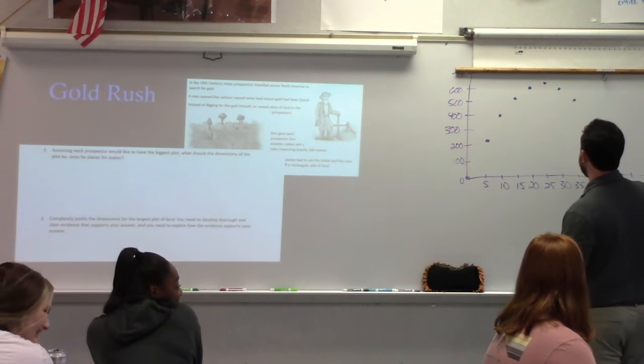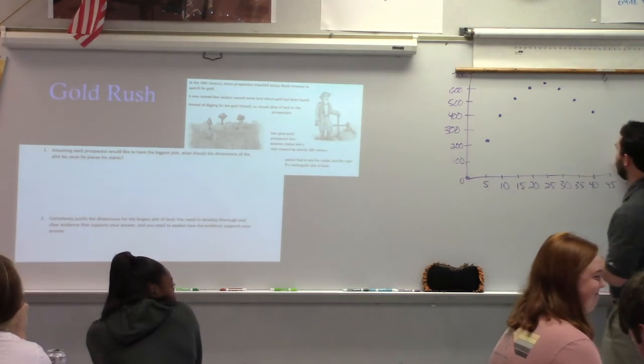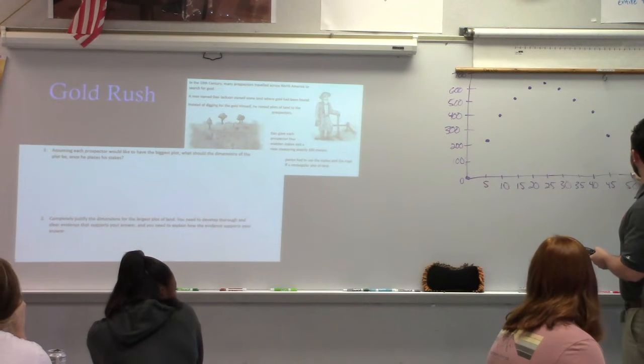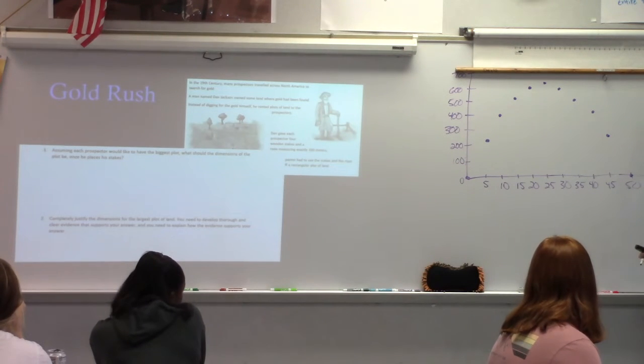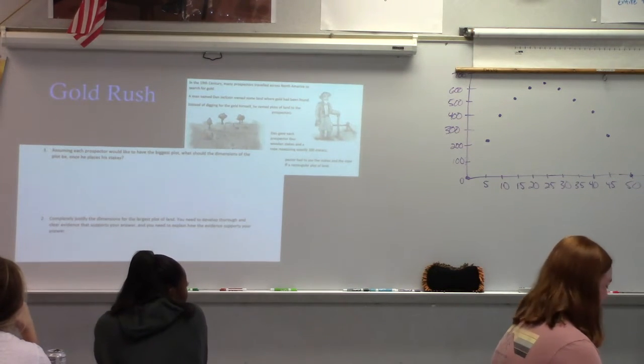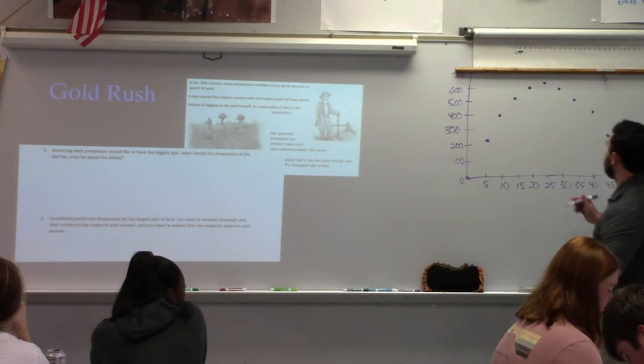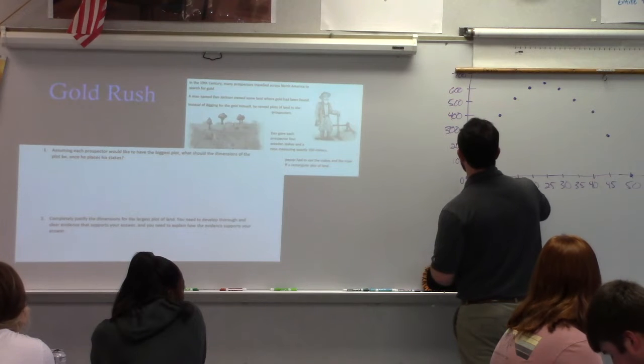Alright, 40 was 400. 45, 225. 50, 0. Alright, so there is the function that we have. If you weren't here yesterday, you will want to graph this by hand at some point. We'll also look at it on the calculator. But one of the things that we will look at is once we smooth it out.